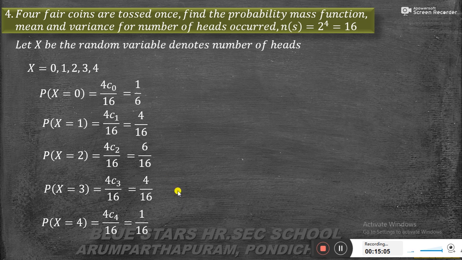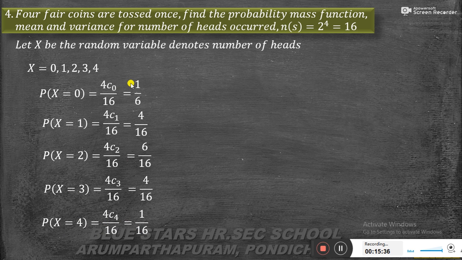Next, probability of x equal to 3 means 4C3 by 16. That means 4C3 is 4 into 3 into 2 by 3 into 2 into 1, which is 4, so 4 by 16. Probability of x equal to 4 means 4 heads, 4C4 by 16. 4C4 means 1 by 16. This is the answer for probability of x equal to 4.